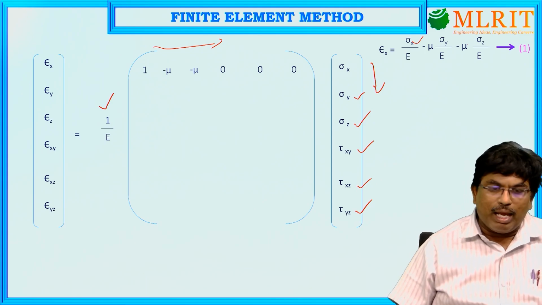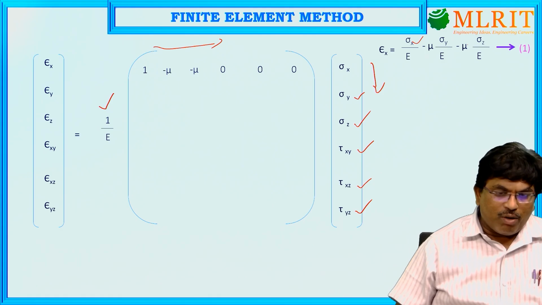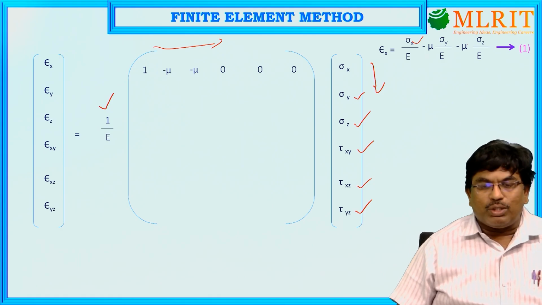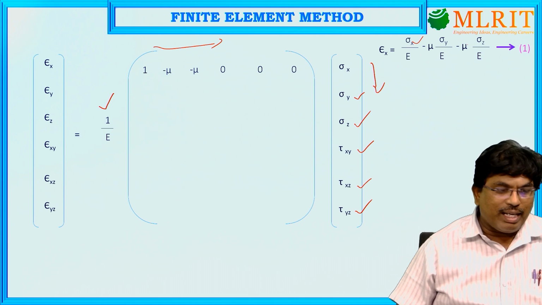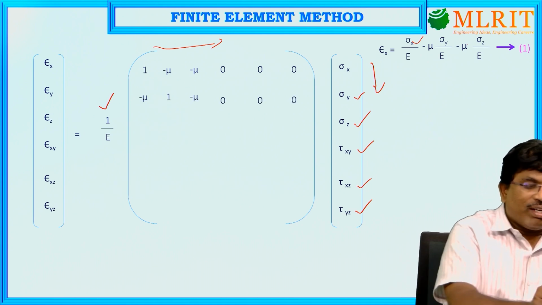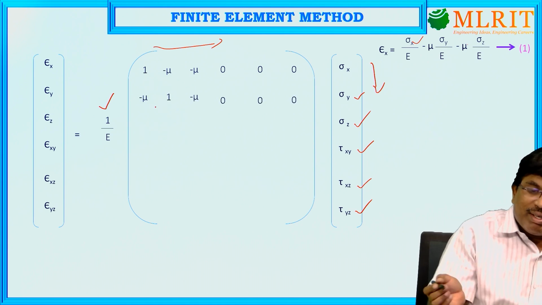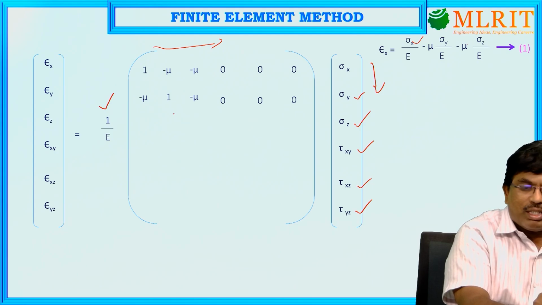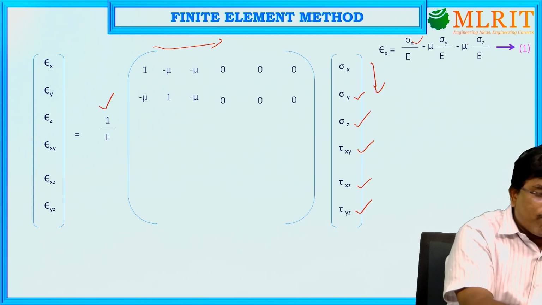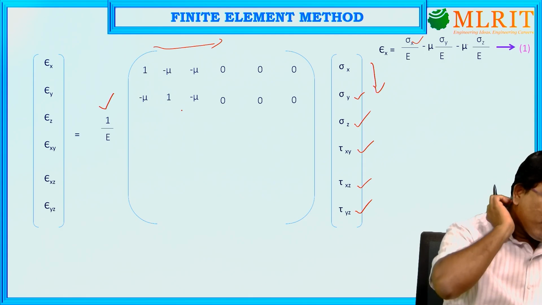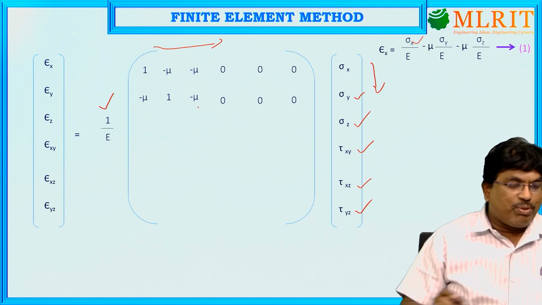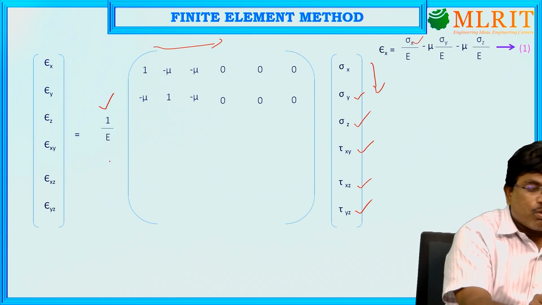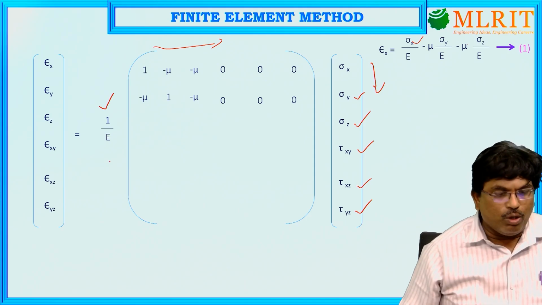Suppose you take epsilon y. So epsilon y is what? Minus mu into sigma x by E. The coefficient is minus mu by E, and 1 by E I have taken as common, so the remaining one is minus mu. Then in equation number 2, the second term is the longitudinal strain, sigma y by E. Taking 1 by E as common, the remaining one is 1. Similarly, minus mu into sigma z by E: minus mu by E is the coefficient, 1 by E is common, so only minus mu is the coefficient.